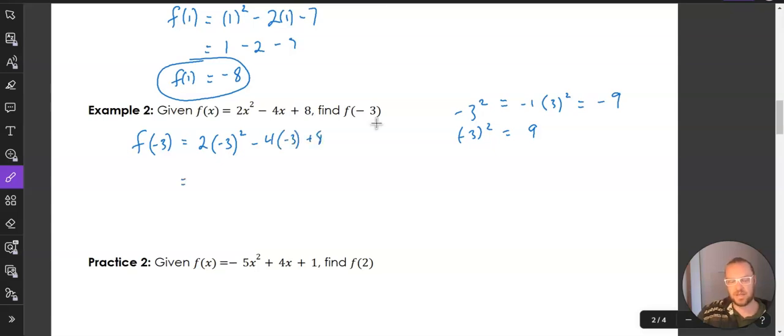And then, like I said, we just start working that out. So negative 3 squared is 9, times 2 is 18. Negative 4 times negative 3 is positive 12. And then plus 8. So that gives us, when we put that all together, 38. So f of negative 3 is 38.